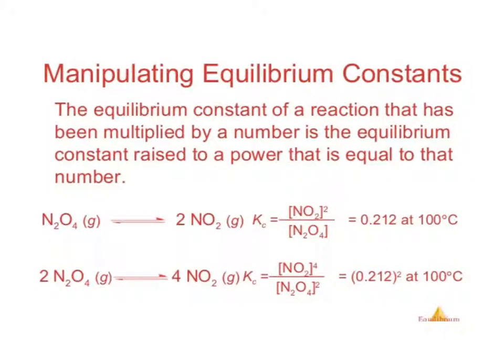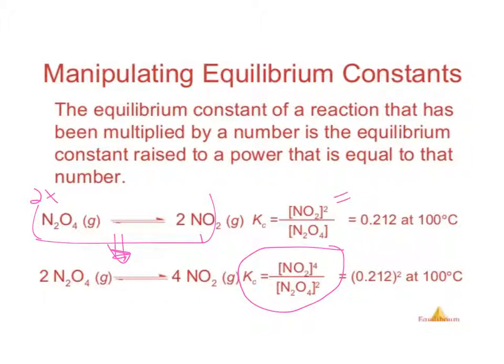Second way of manipulating a reaction is to multiply it by a number. Here we have an original reaction. Over here we've multiplied it by 2. We have 2N2O4, and over here 2 times 2 gives you 4NO2. So we've multiplied this whole reaction by 2. This is what we get. When you multiply a reaction by a number, you take the equilibrium constant to that power. So this equilibrium constant here is equal to this one to the second power.